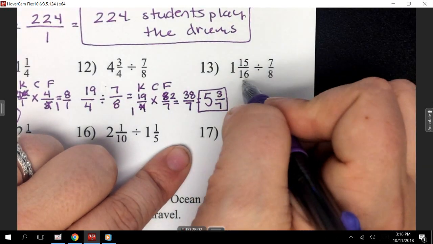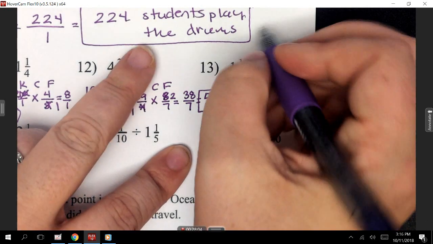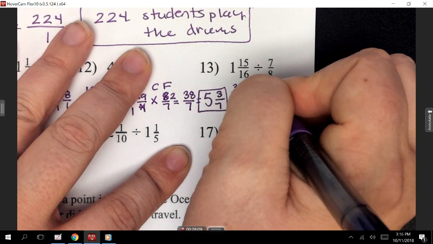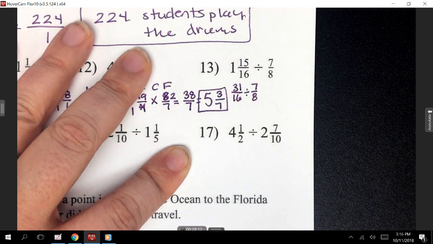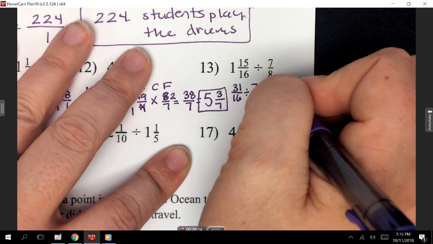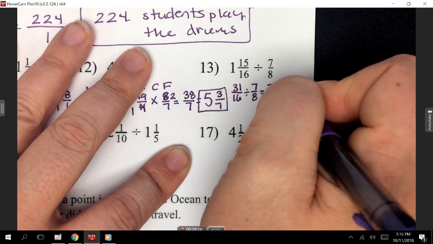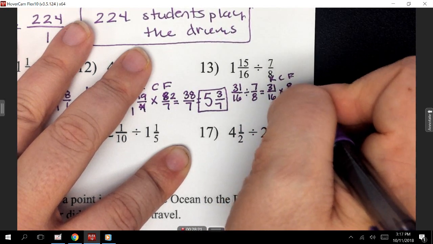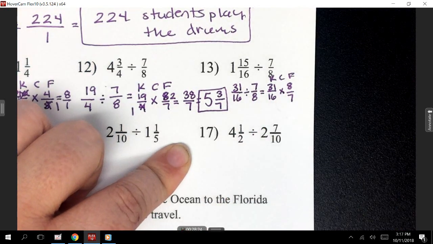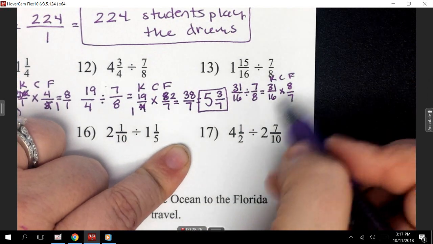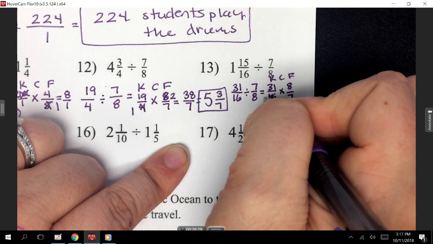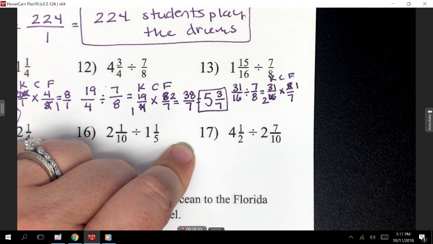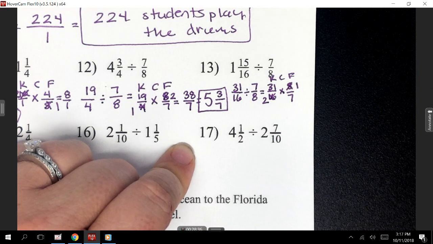All right, so I get 1 times 16 is 16 plus 15 is going to give me 31 over 16, divided by 7 over 8. We have to do our keep, change, flip, so I'm going to keep 31 over 16, change it to multiplication, so this is my KCF, and then I flip 8 over 7. Okay. Looking to simplify, 16 and 8, so 8 will go into 16 twice, 8 will go into 8 once, and that looks like that's the only thing that's going to simplify here.